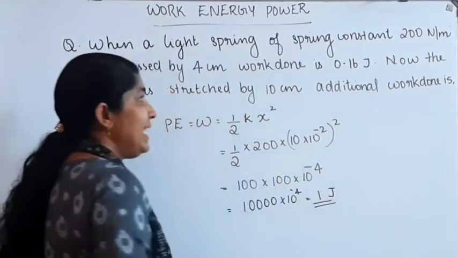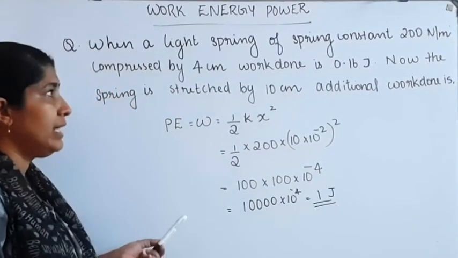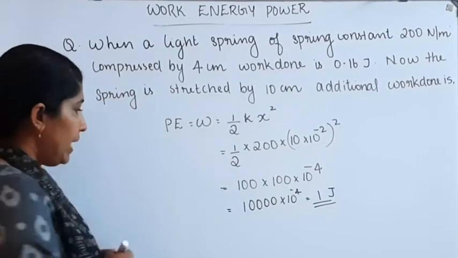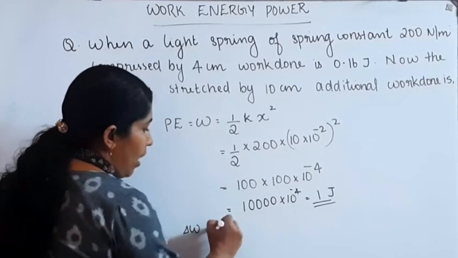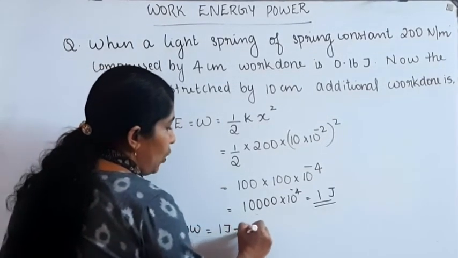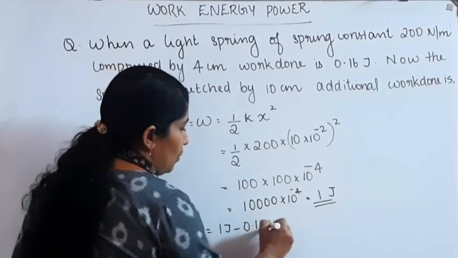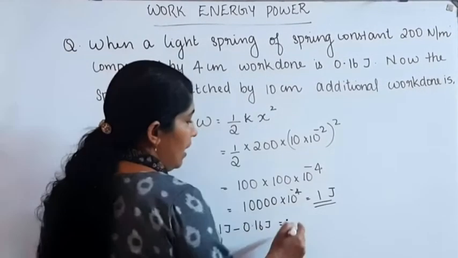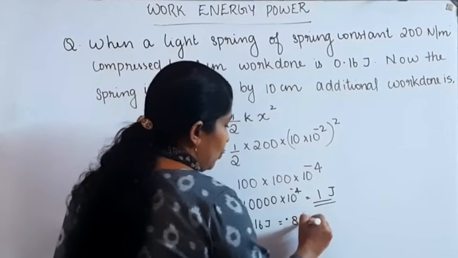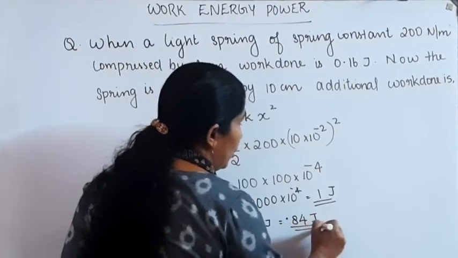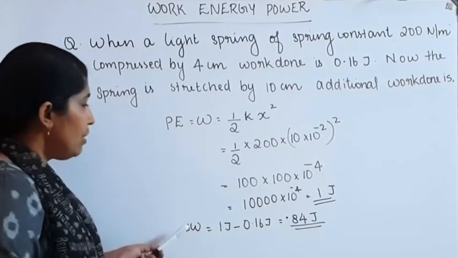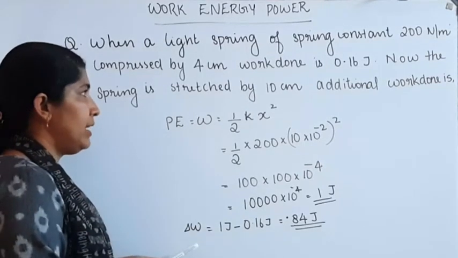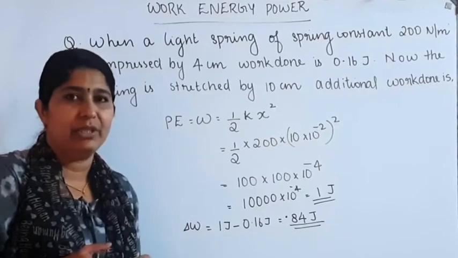Then what about the additional work done? Additional work done is the change in work done, which can be found out as 1 joule minus 0.16 joule. That's equal to 0.84 joule. So 0.84 joule is the additional work done. Change in work done, or change in potential energy, is the additional work done.